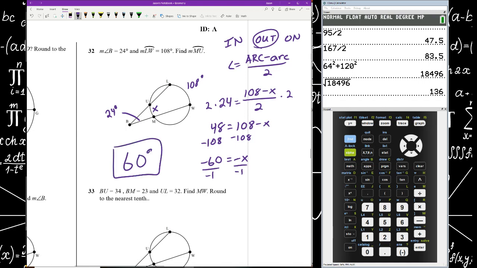So again, there's a difference between segments and angles. Segments are chord, secant, secant, secant, tangent. Angles are in, out, and on.